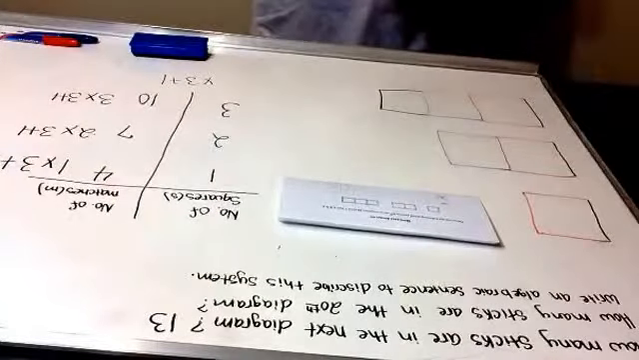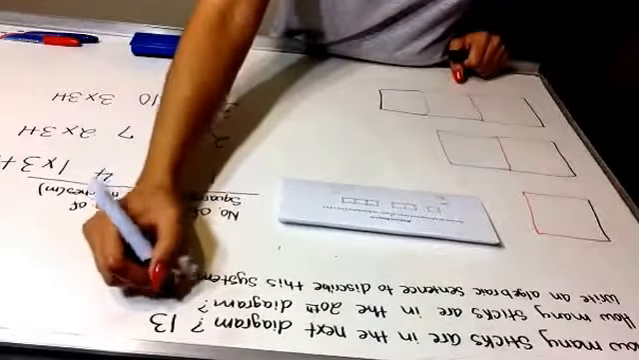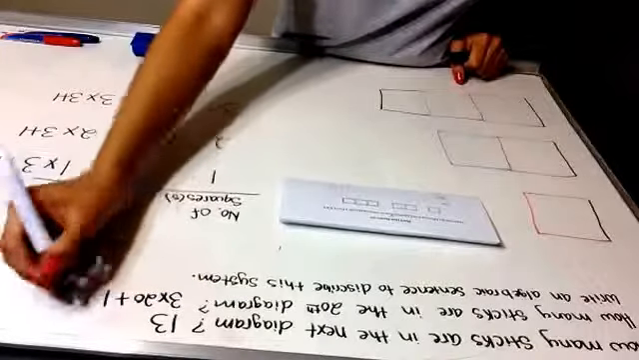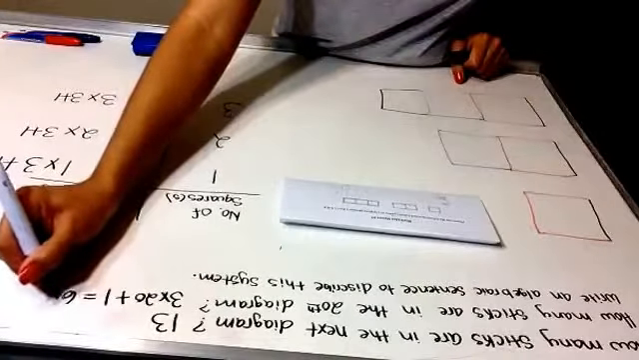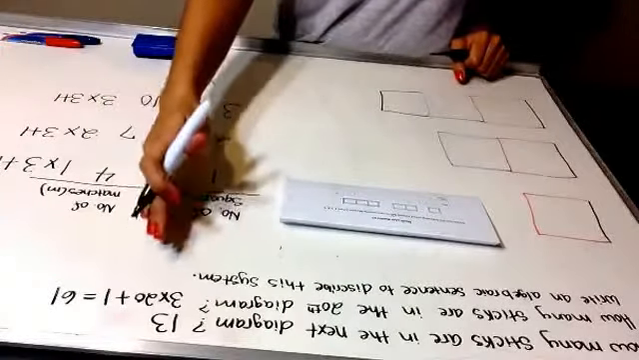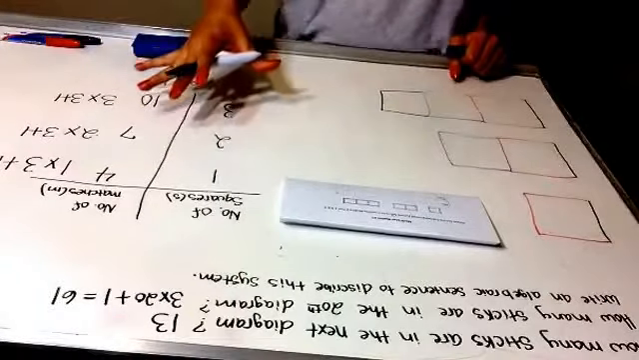Well, how many sticks are in the 20th diagram? Well, we would write out our new rule that we have created. 3 times 20 plus 1 would equal 61. So see how we just jumped straight into the 20th diagram by using this algebraic rule that we have created?